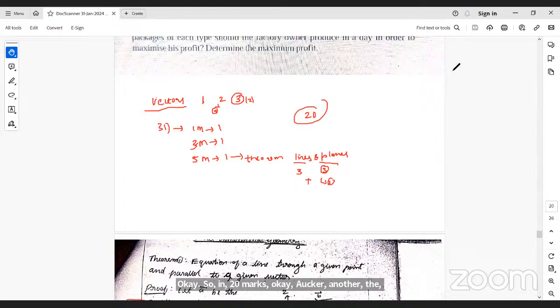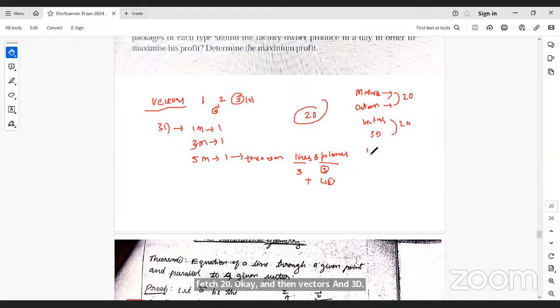Okay, vectors and 3D. See how you can prepare is, first we have covered matrices. Okay, and then we covered determinants. So we have covered questions on matrices and determinants. So matrices and determinants together you will fetch 20 marks. Okay, and then vectors and 3D together you will fetch another 20 marks.